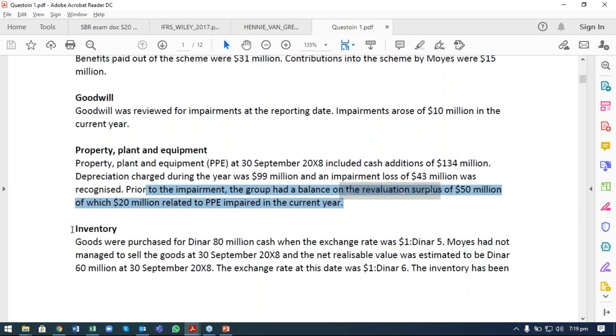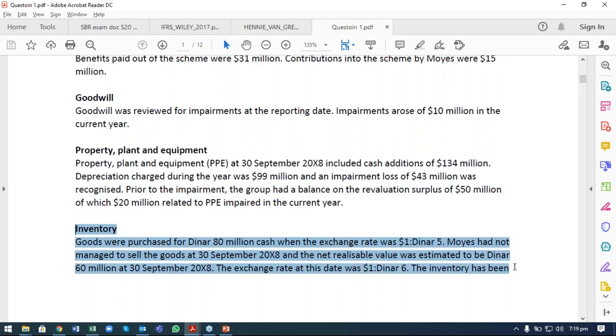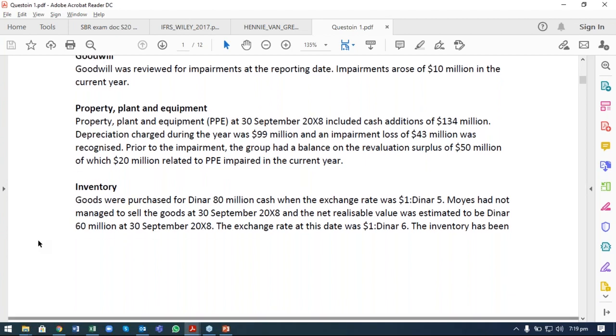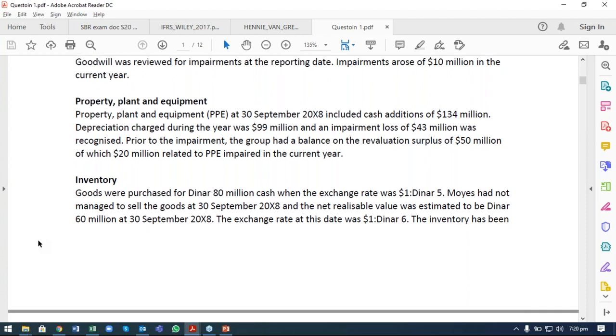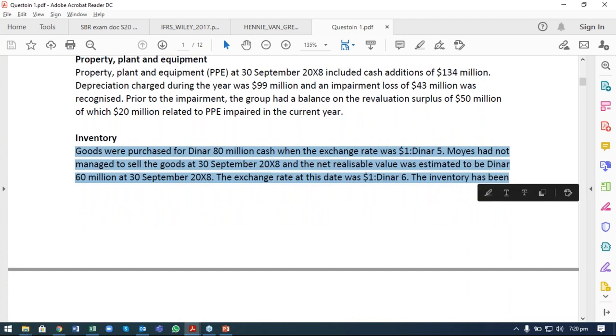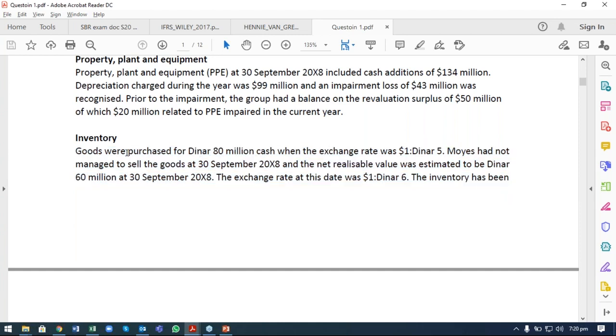Next is IAS 2 Inventories. This inventory question was related here, but this section is specifically related to intra-group transactions within the group. If there is any sale or purchase, how are you going to account for it? And not only this, there is also foreign exchange data that was tested. So IAS 21 is also tested within the section.